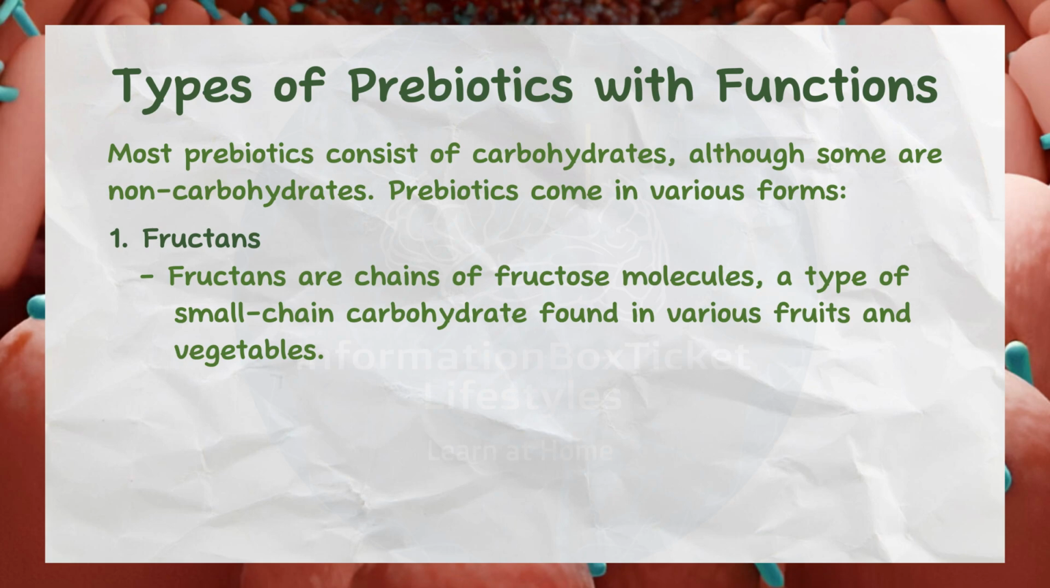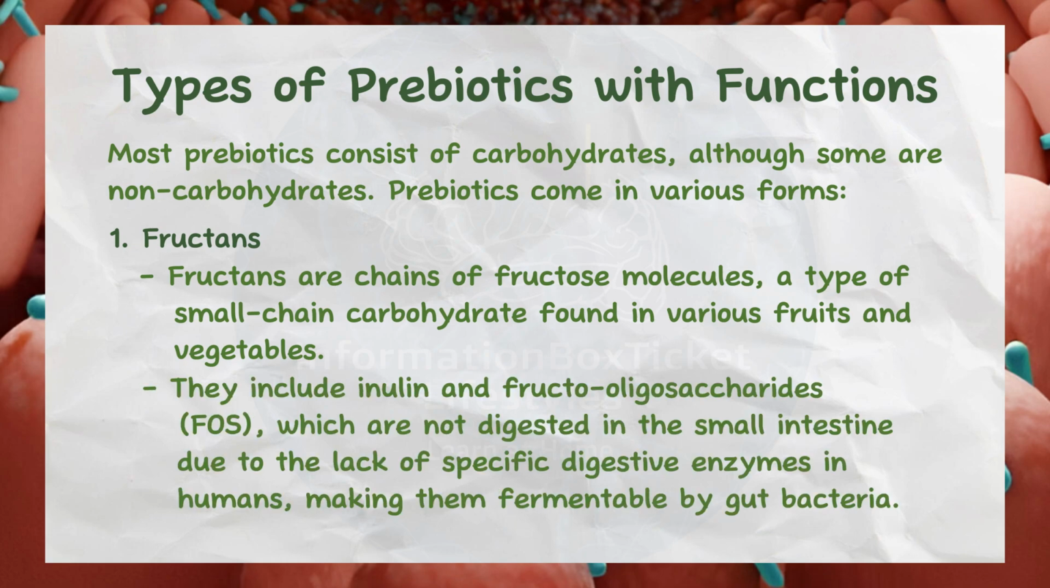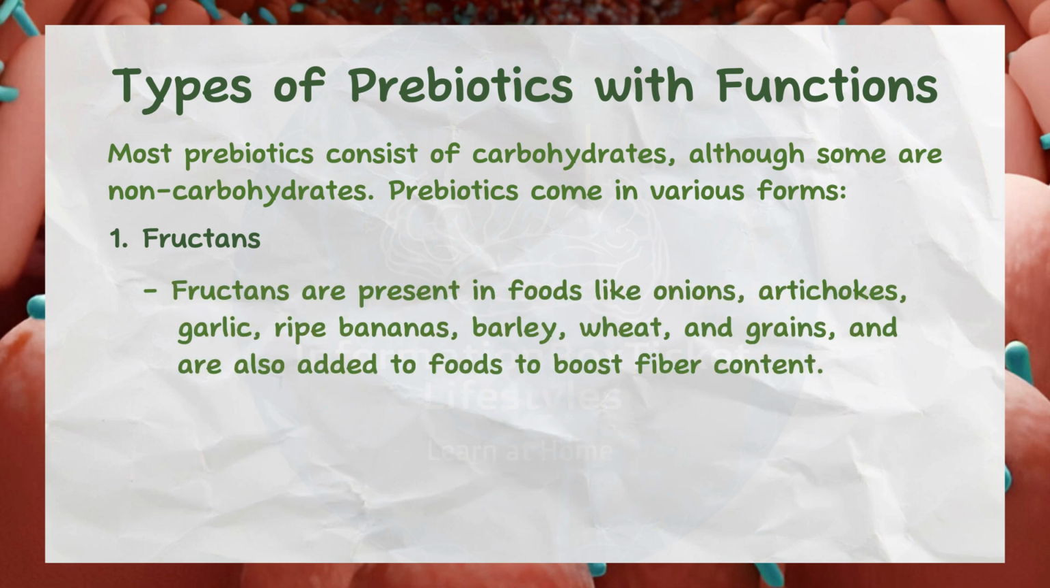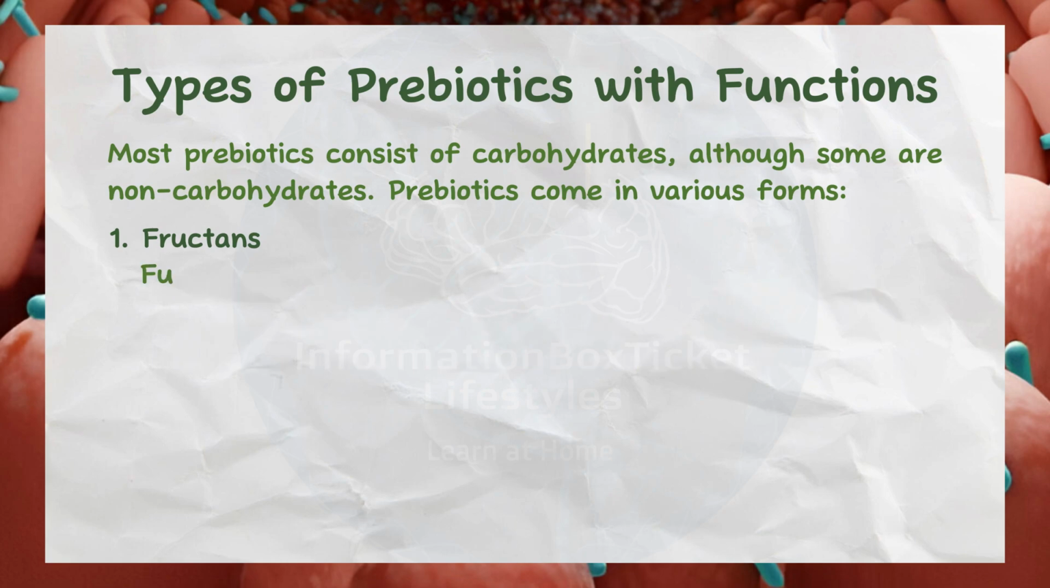1. Fructans. Fructans are chains of fructose molecules, a type of small-chain carbohydrate found in various fruits and vegetables. They include inulin and fructooligosaccharides, FOS, which are not digested in the small intestine due to the lack of specific digestive enzymes in humans, making them fermentable by gut bacteria. Fructans are present in foods like onions, artichokes, garlic, ripe bananas, barley, wheat, and grains, and are also added to foods to boost fiber content.